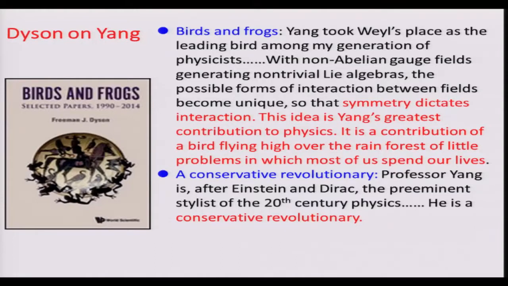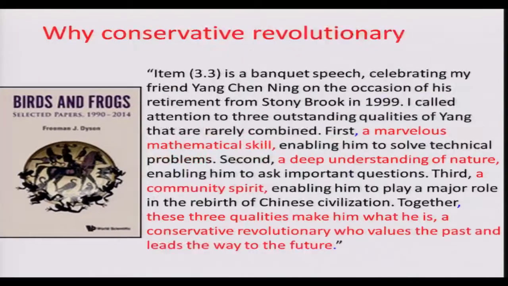It also included the now famous article titled "A Conservative Revolutionary." It says Professor Yang is, after Einstein and Dirac, the preeminent stylist of 20th century physics, and also says he is a conservative revolutionary. So why a conservative revolutionary? In the introduction to this book, Dyson recently wrote, item 3.3 is a banquet speech celebrating my friend Yang Chen-Ning on the occasion of his retirement from Stony Brook in 1999.